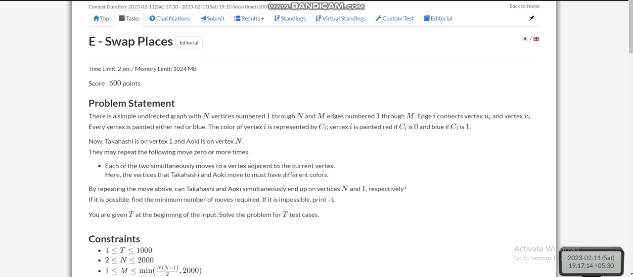Hello everyone. Today I am going to discuss the fifth problem of AtCoder Beginner Contest 289, which is Swap Places. So what is the problem? We are given a simple undirected graph with n vertices and m edges. Each vertex of the graph could be either 0 or 1.